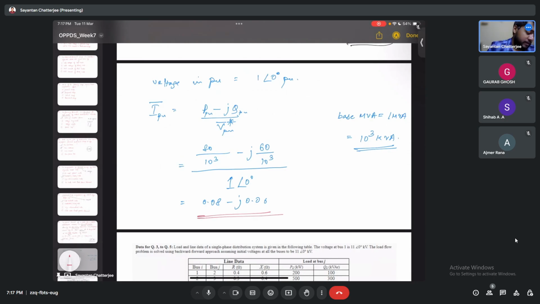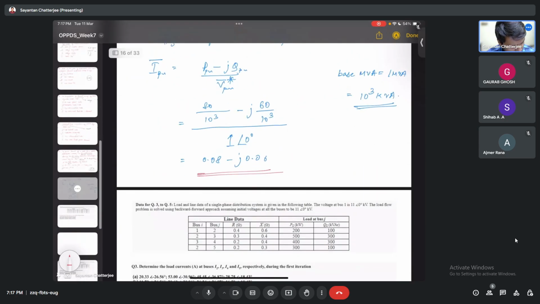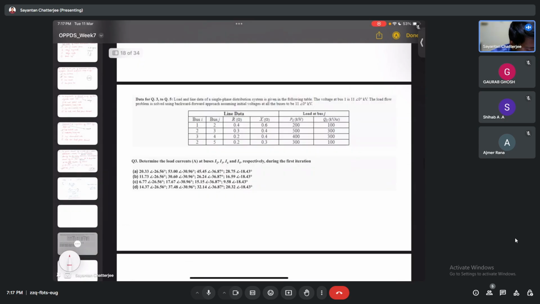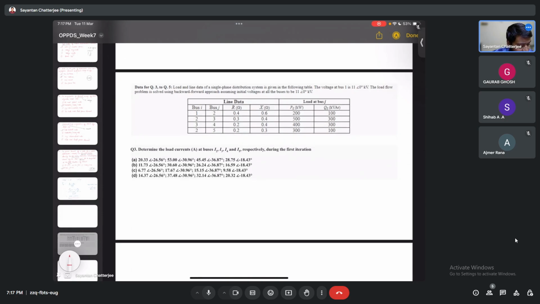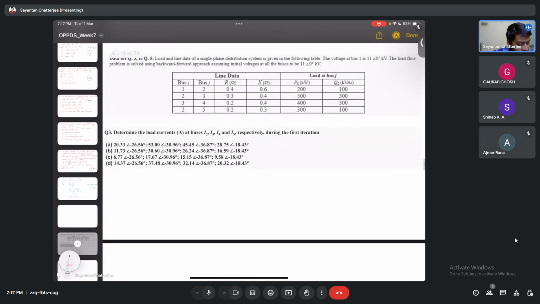Okay, this will give the current value. So moving on to the next set of problems. Just see whether it is visible to you or not. If it is, I will try to zoom as much as I can. Then please solve.